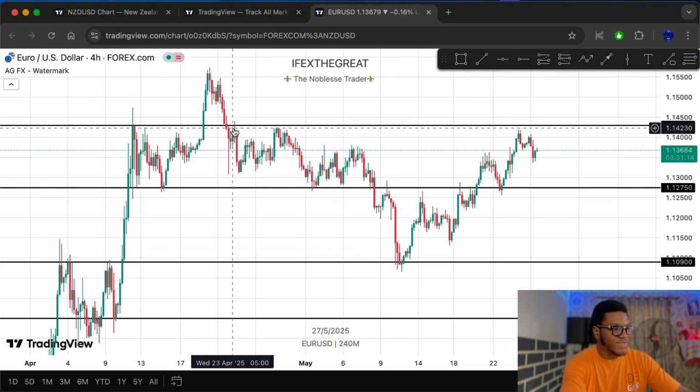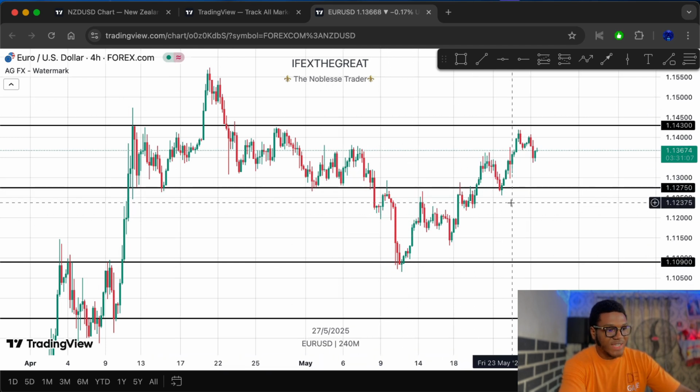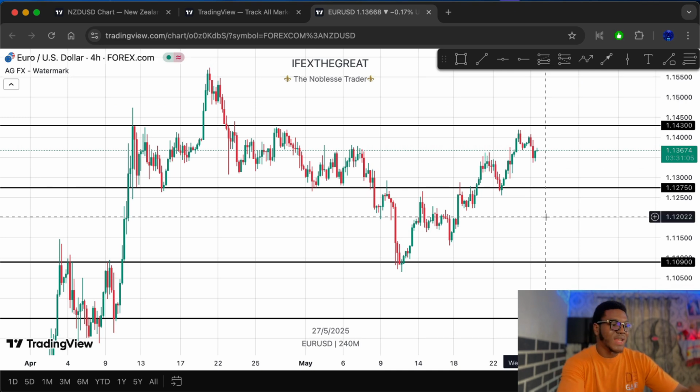You can see resistance, resistance, resistance. It came down, this was support, support. It broke below, acted as resistance. You saw it broke above, acted as support. So this is how to mark out your levels in the 4 hour time frame.